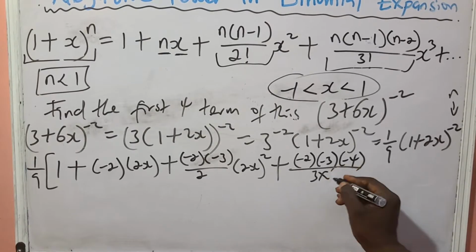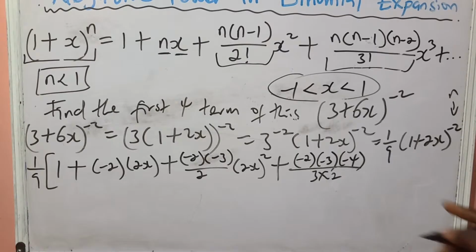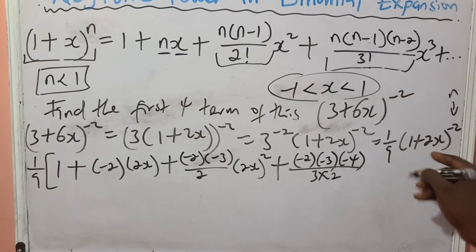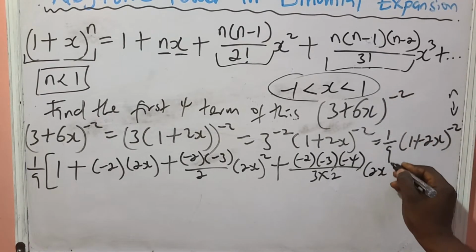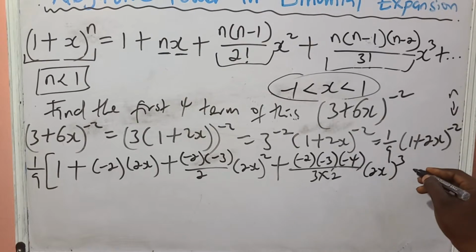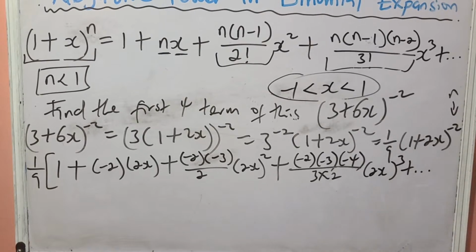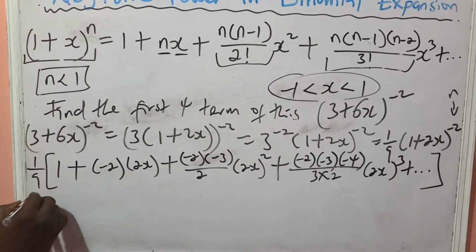All right. And then our x here is 2x. So we'll be having 2x raised to the power 3. And then let's just leave it there. On and on and on. All right. I have to close my big bracket. So I have 1 over 9.